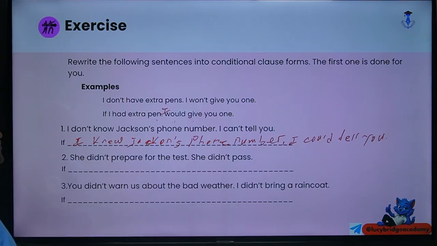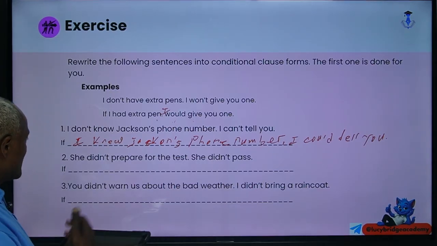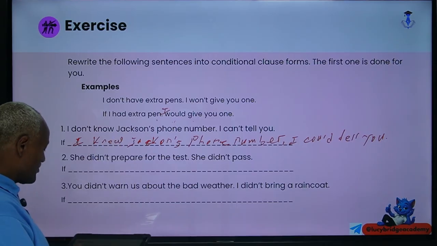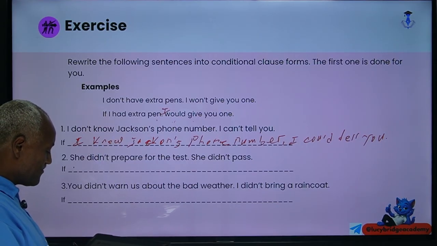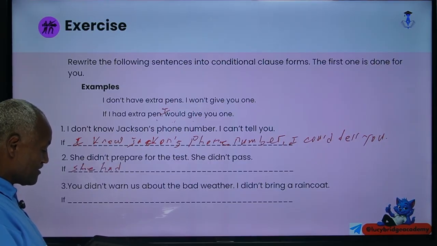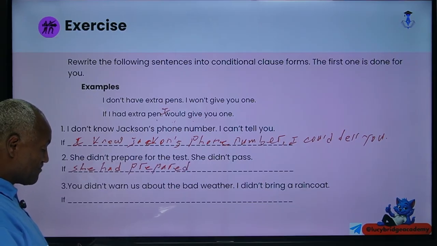What about number 2? She didn't prepare for the test, she didn't pass. How do you change this to an if clause? Let me show you this one, and the rest you will do. She didn't prepare for the test. This means if she had prepared for the test.